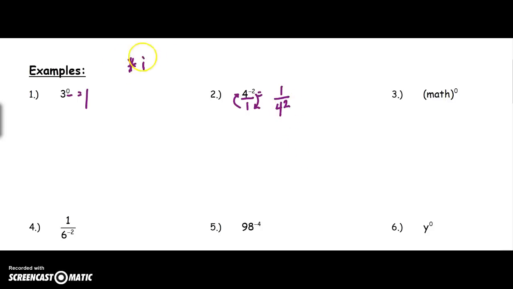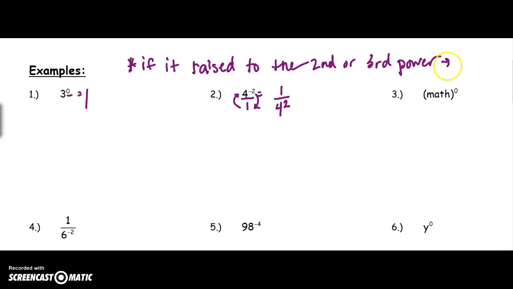And I'll tell you, if it is raised to the second or third power, you must simplify. So this would be 4 times 4. Remember exponents, it's not 4 times 2, it's that base number multiplied by itself. So when we simplify this, you're going to have 1 over 16, because that's 4 times 4.